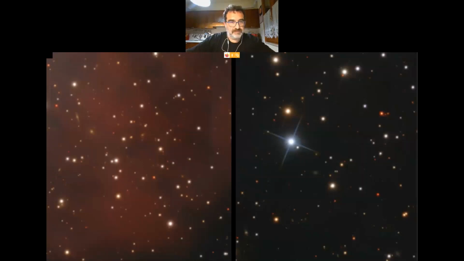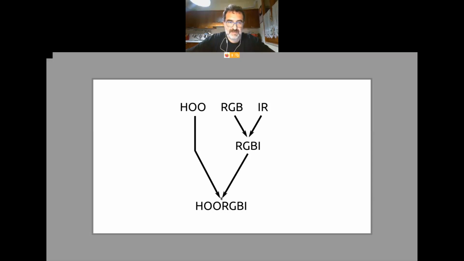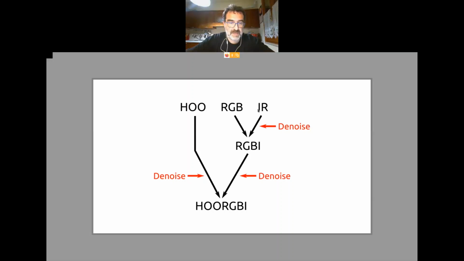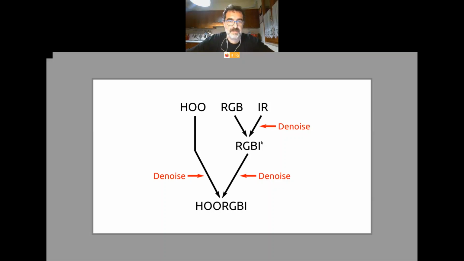When we apply this denoising in this example, here we have the overall workflow and the merging process. First, I denoise the infrared image because it's much noisier than the broadband RGB, and I apply this denoising just before the merging of all the broadband components.